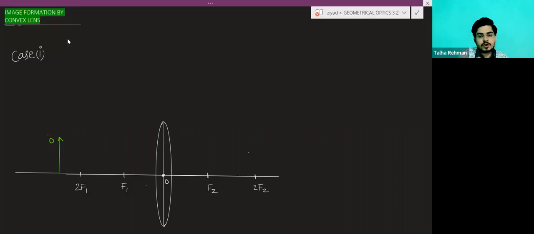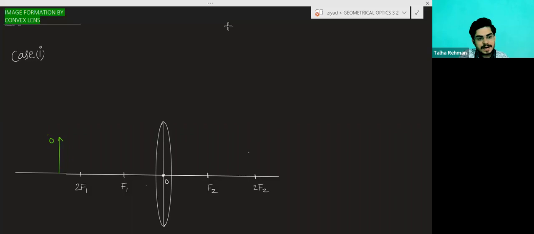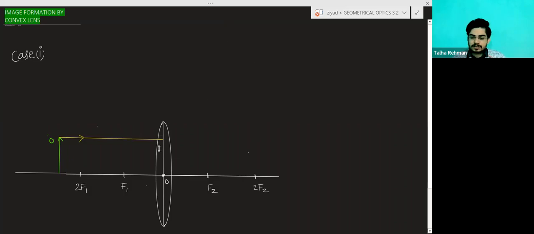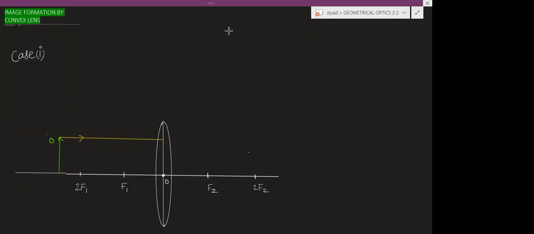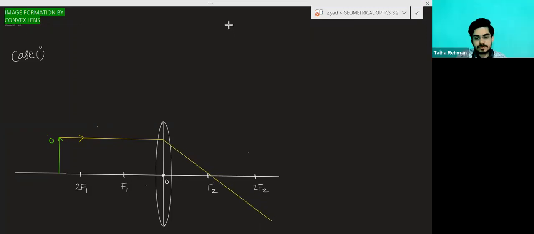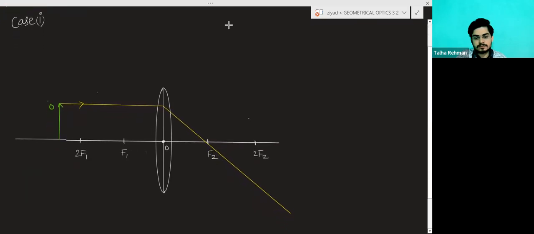So the first ray from the object I will take like this, parallel to the principal axis. I told you what happens when a ray of light is parallel to the principal axis: after passing through the lens, it will pass through the focus. Suppose like this.